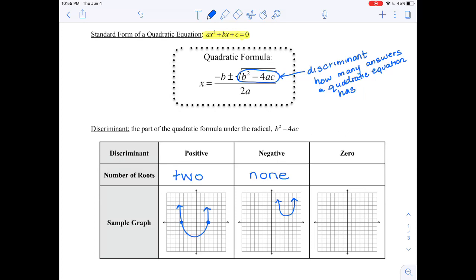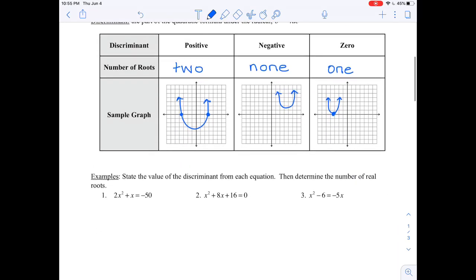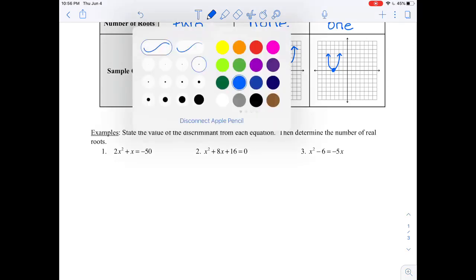If you calculate your discriminant and you get the number 0, exactly 0, that means that there is one solution. And that was when our vertex sat on the x-axis, like this. So the discriminant doesn't tell us what the answers are, but it tells us how many answers there are. So let's practice finding the discriminant in questions 1, 2, and 3.